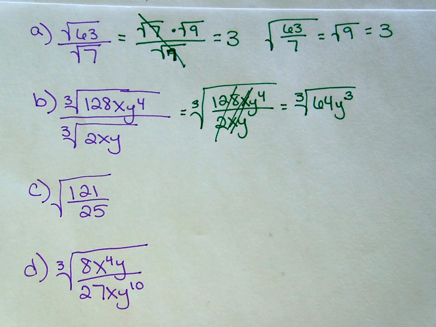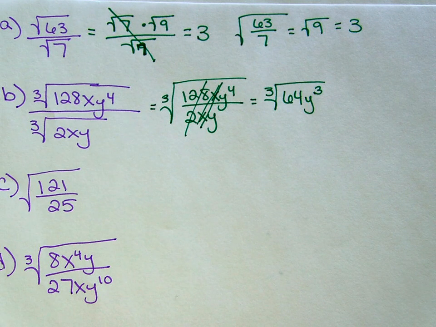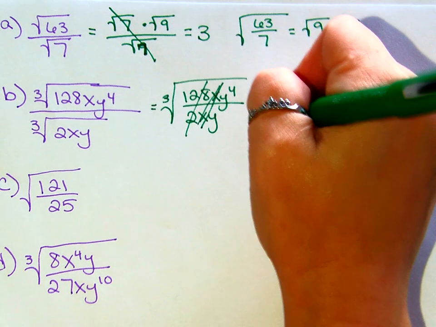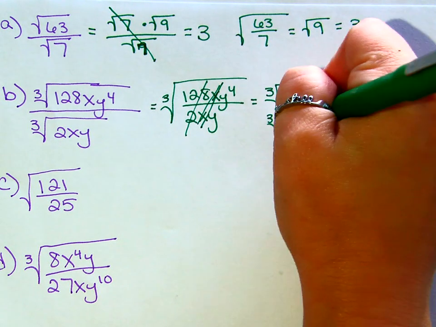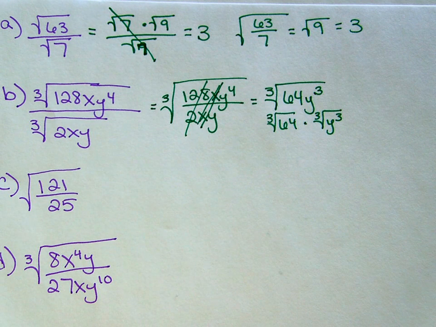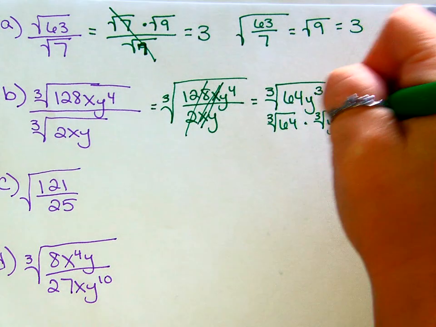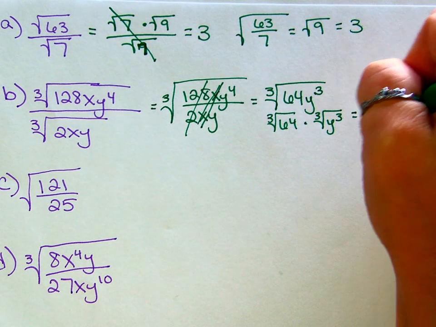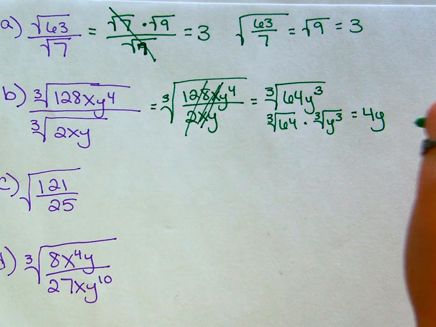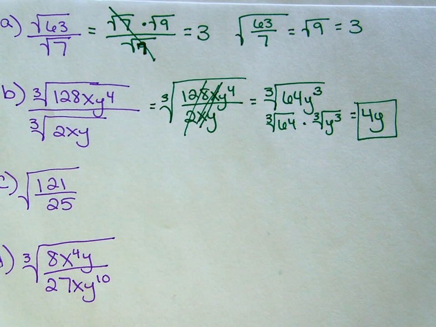So now I have the third root of 64y to the third. Well, that's the third root of 64 times the third root of y to the third. What's the third root of 64? 4. And the third root of y to the third is y. So all of this yuck goes all the way down to 4y. But looking at it in the beginning, if I would have kept it separate, I couldn't have gone anywhere. So the quotient rule is nice for combining and then simplifying.